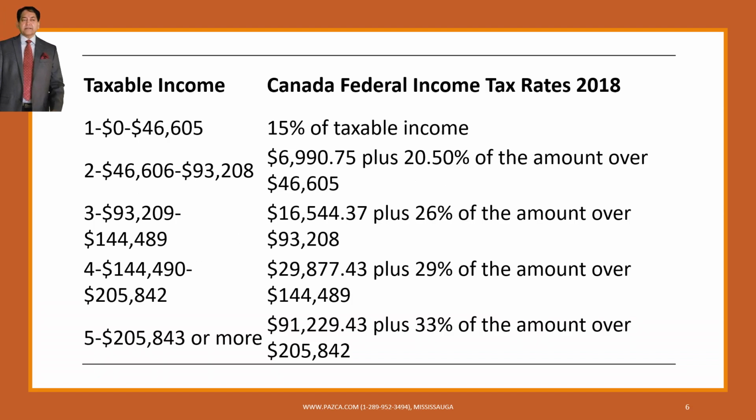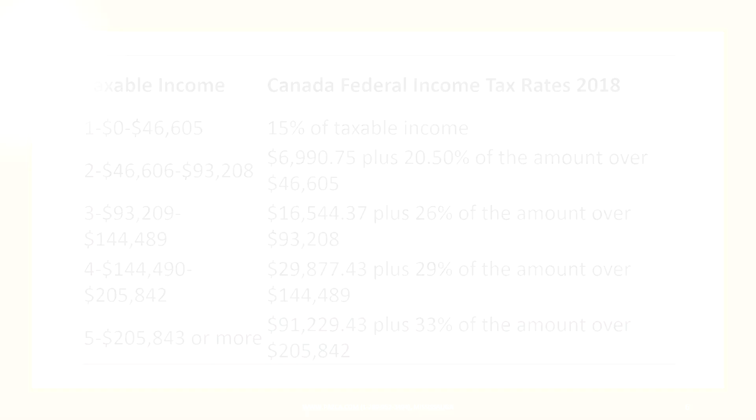And if you just look at this slide, gradually when you move forward towards high levels of income, the marginal tax rate is also increasing. For example, in the third band, it is 26%. In the fourth band, it is 29%. And in the fifth or the last band, which starts from an earning of 205,843 Canadian dollars or more, it is 33%. So this is basically the marginal taxation system, and this is the case with majority of the country, so long as the direct taxes are concerned.